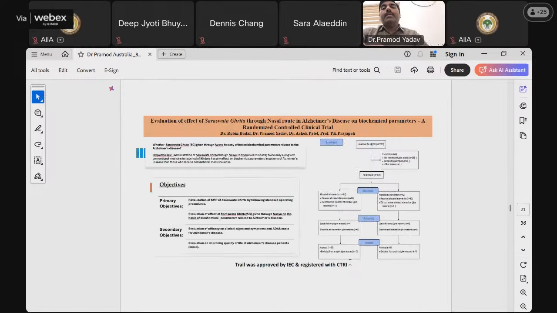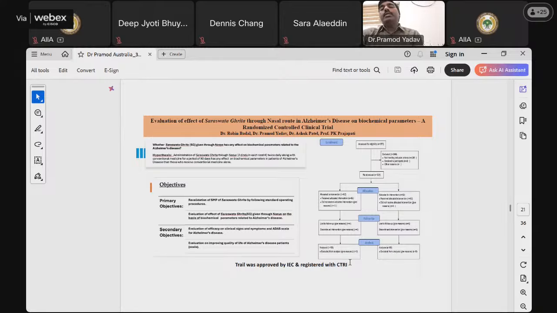Yeah, so the large-scale study is a part of PhD work which was carried out by Dr. Robin under my guidance. In this study, the primary objective was to look into the efficacy of the nasal administration of Saraswata Ghrita in the patients of Alzheimer's disease. We screened 370 patients, and 124 patients were included in this trial. This trial was registered with the CTRI and also had ethics approval.